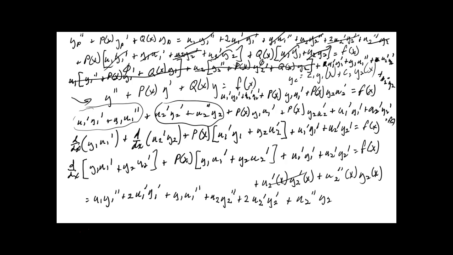Because we seek to determine two unknown functions, u1 and u2. We know the y1 and y2, that's from earlier. But the u1 and u2, we don't know. That's what we're looking for. Reason dictates that we need two equations. We can obtain these equations by making a further assumption that the functions u1 and u2 satisfy this.